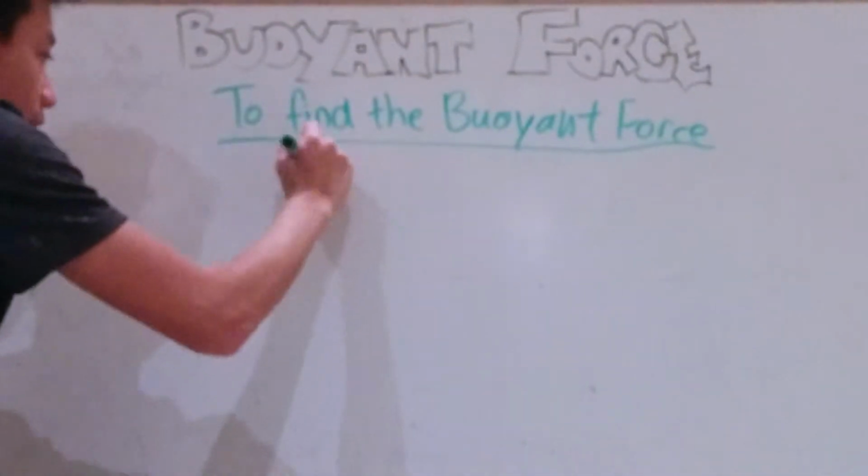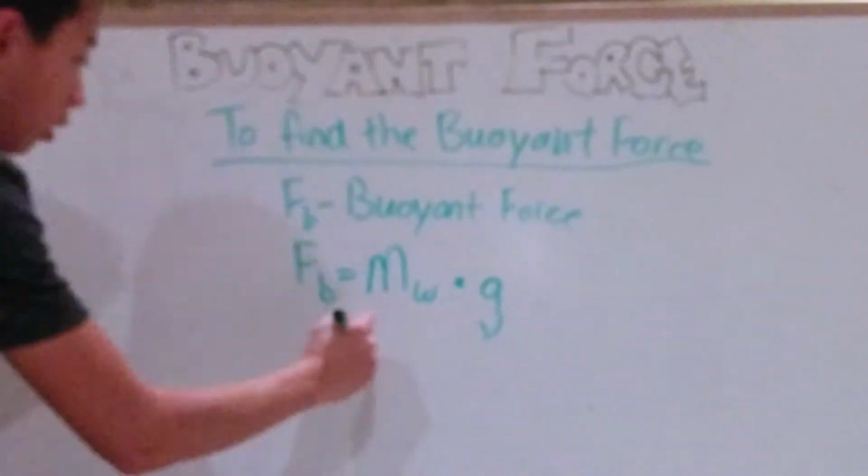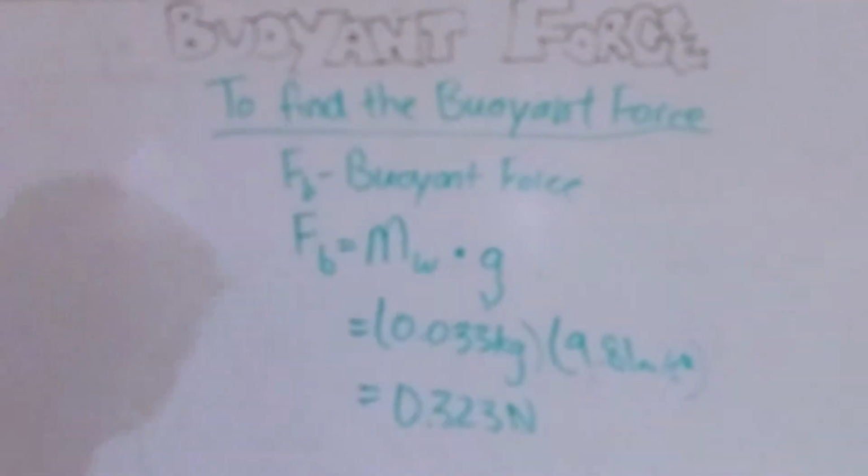To find the buoyant force, we once again use Newton's third law. Buoyant force equals mass of the water displaced times gravity. The buoyant force equals 0.323 newtons.